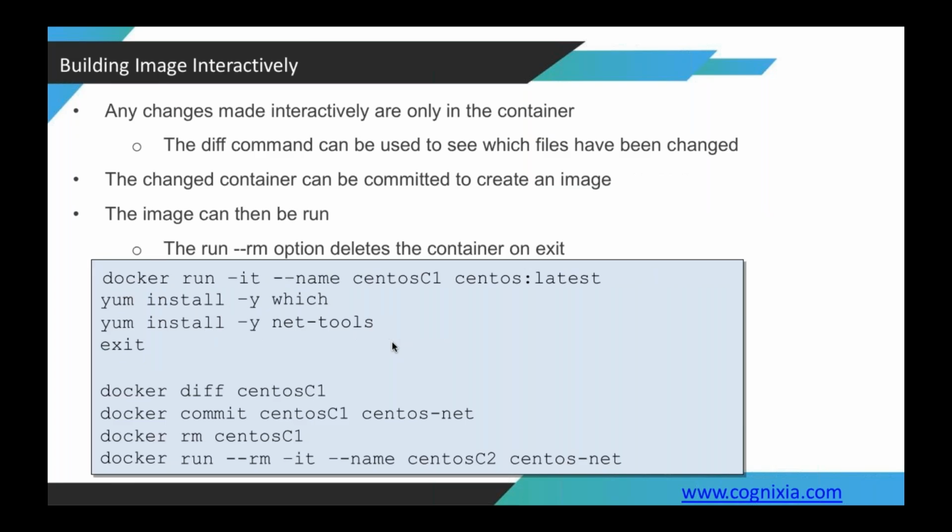Now, Docker allows you to create the images interactively as well. Like in the above example, we installed the which command and the nettools command. You can run the docker diff command to list what changes have been made inside the docker container. Then you can commit the container. By default, whenever you commit the container, this image is going to be pushed inside the docker hub repository. And you can remove the container using the docker rm command.